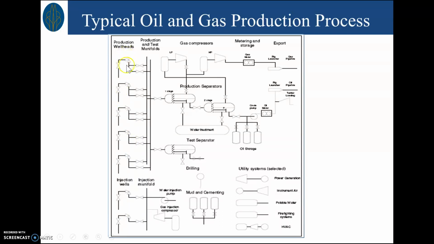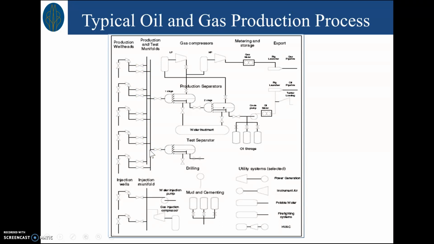The first component through which the stream leaves is the choke, and then there are 2 flow lines. Each flow line is going to one of the production manifolds. So we have 2 manifolds, one for production and the other for testing. From each well we have 2 flow lines: one going to the production manifold and the other going to the testing manifold.